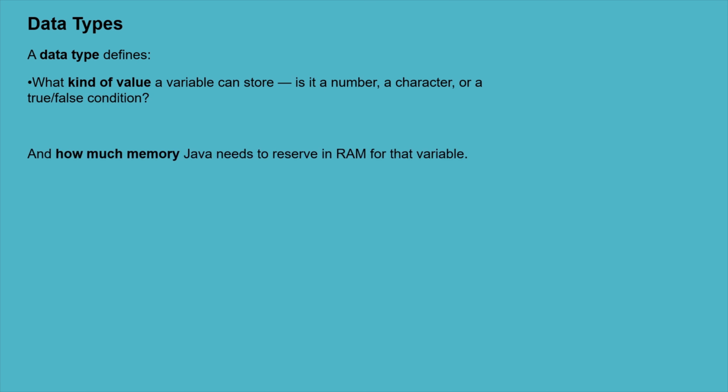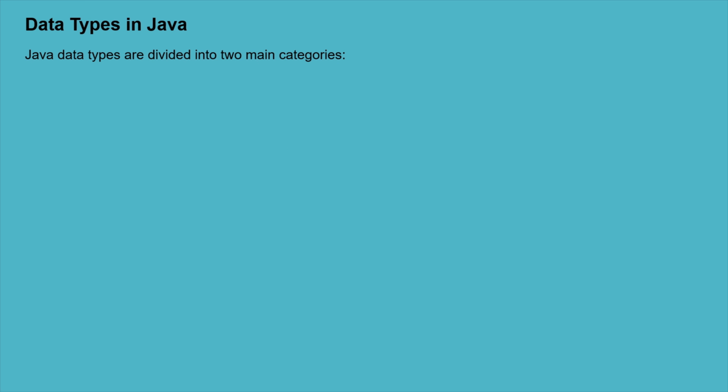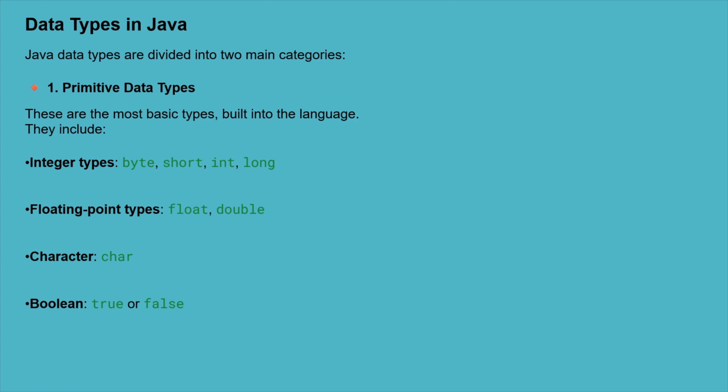The data type specifies what kind of data a variable will hold and how much memory should be allocated for that variable. In Java, basically the classification is categorized into two types. One is primitive data, which are the basic data types, and we have mainly four types of primitive data types: integer, floating, character, and boolean. In integer we have byte, short, int, long, and then float, double, char, and true, false.